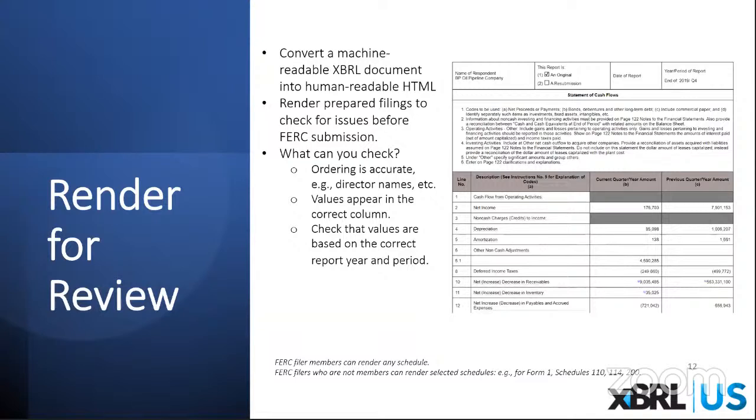So basically this is helpful so you can check that they got the order right, the values appear in the correct column, and check that the values are based on the right report year and period. Some of the errors that we've seen is people will not update the periods and they get the wrong data in the wrong period. The way the renderer works, it reads the data and says, okay, it's for this period, and it'll put it in that column.